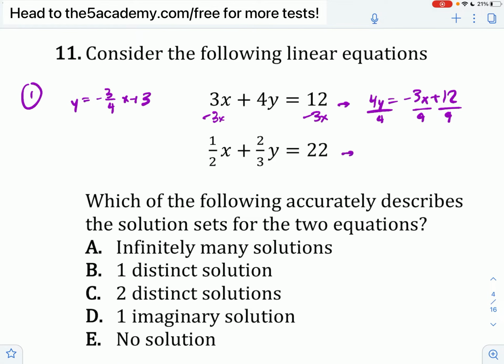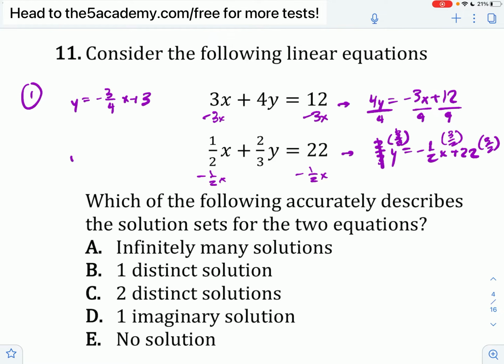Now for this one, we do the same thing. Subtract half x on both sides. 2/3y equals negative half x plus 22. And then, again, I want to isolate the y. So what can I do? Multiply everything by 3/2. Because if I multiply a fraction by its reciprocal, they will cancel out and just give me 1. Okay? So everything gets multiplied by 3/2.